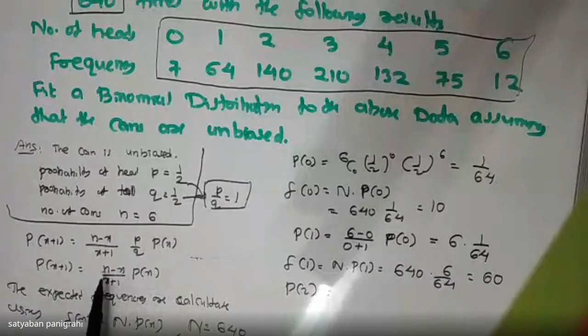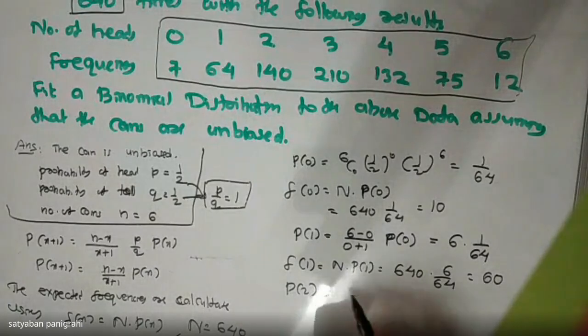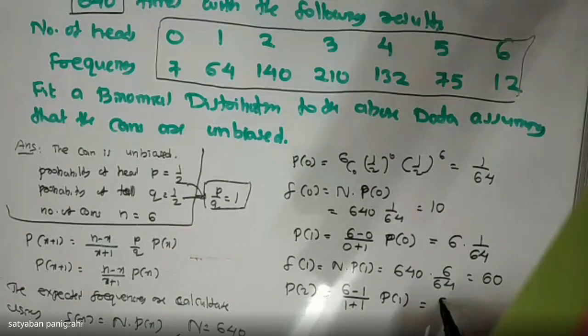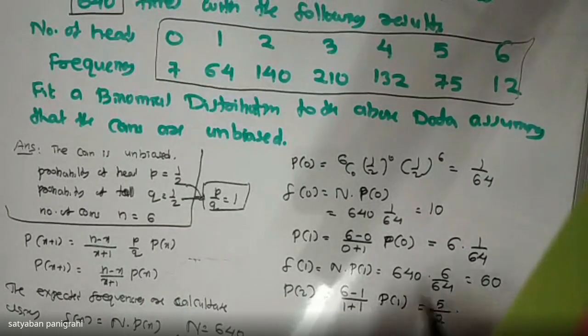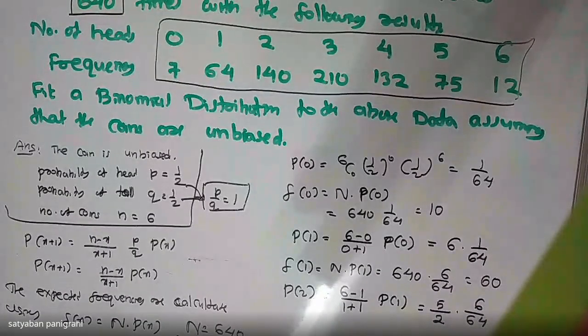P of 2, we use this formula, okay. P of x plus 1 as (n minus x) by (x plus 1). So P of 2 will be (6 minus 1) divided by (1 plus 1) times P of 1. So 6 minus 1 equal to 5 divided by 2, and P of 1 is 6 by 64. So this gives 15 divided by 64.